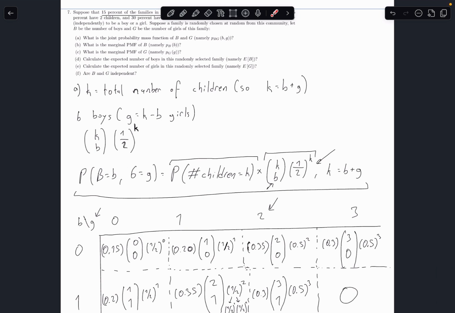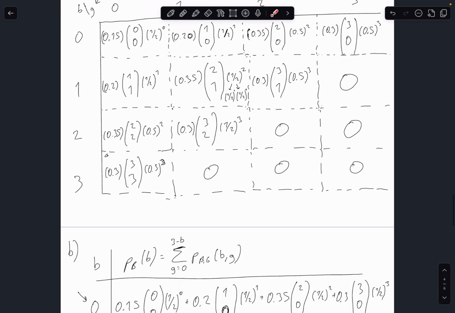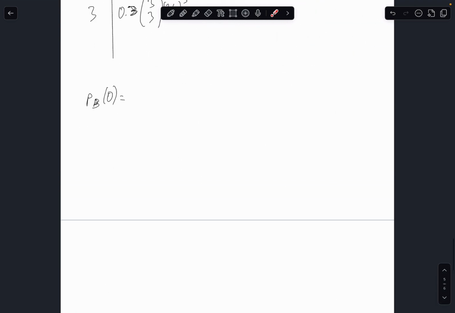Part D. Calculate the expected number of boys in this randomly selected family, namely expectation of boys. To calculate the expected number of boys, we multiply each possible number of boys by its probability and sum over all possibilities. So from part B we have, let me write the probabilities first.